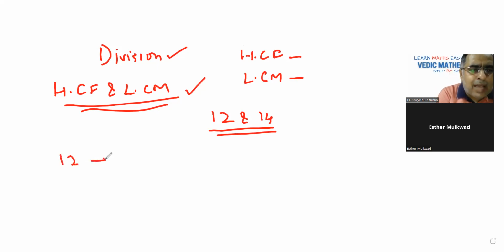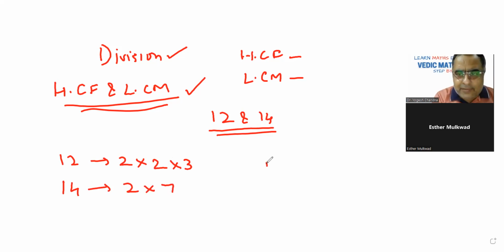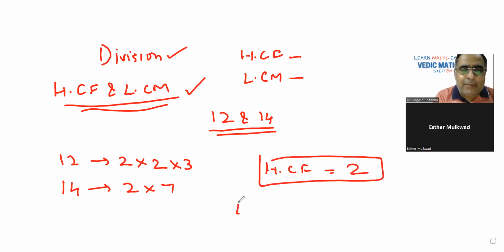So the factors of 12 are 2 into 2 into 3, correct? Yes, sir. Factors of 14 are 2 into 7. So what is the common? In both of them, common is 2. So common 2 will be taken. So HCF would be 2. And now what is LCM?